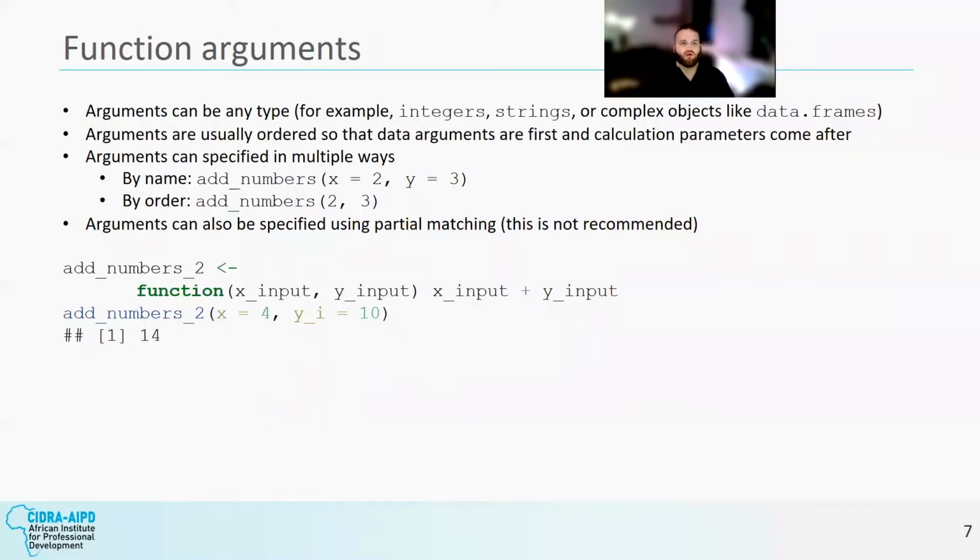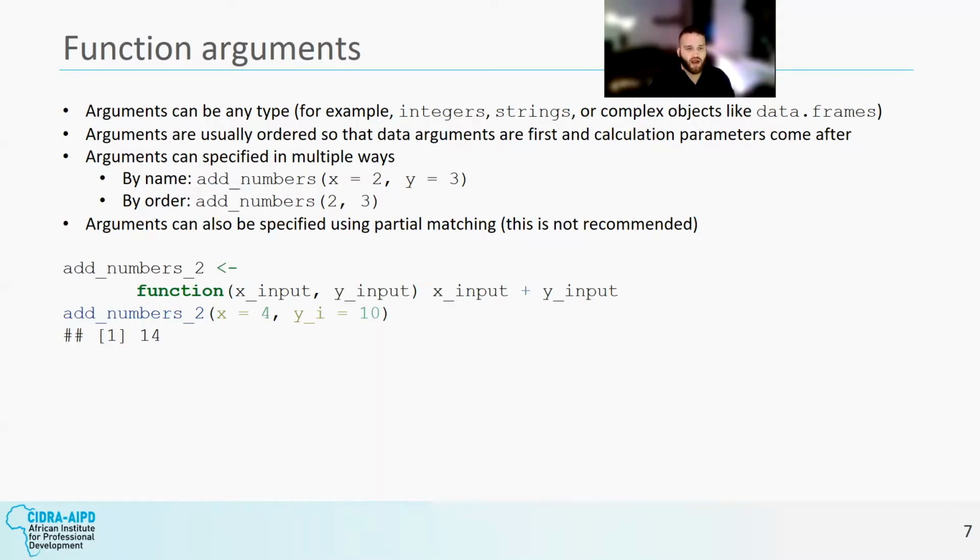Now we'll take a look at the different rules for what the function arguments can be. The arguments themselves can be any type. So in the add numbers example, we were using integers, but the arguments can be integers, strings, more complex objects like data frames, or as we'll see later, arguments can also be functions themselves.